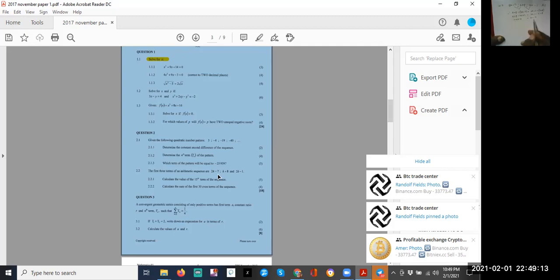Now this is negative, let it go that side. We have 2k, this goes that side, and that is 24. Now you divide by 2 both sides, then you get 12, then your k is equal to 12.